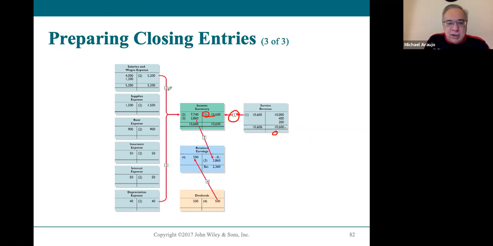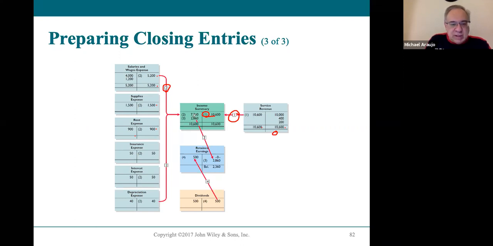The second thing you saw was all the expense accounts needed to close. How do you close an expense account? Expense accounts have debit side balances normally, so you credit each account so they balance to zero. Notice each of these accounts, zero, because they have equal balances. So all the accounts are zeroed.